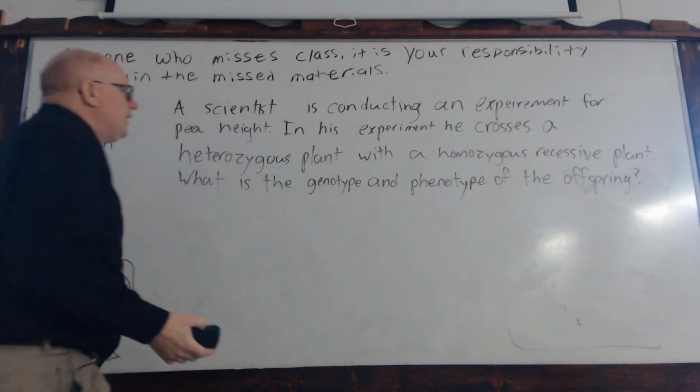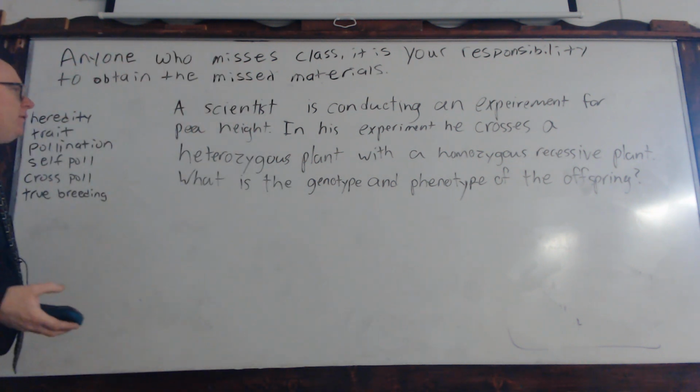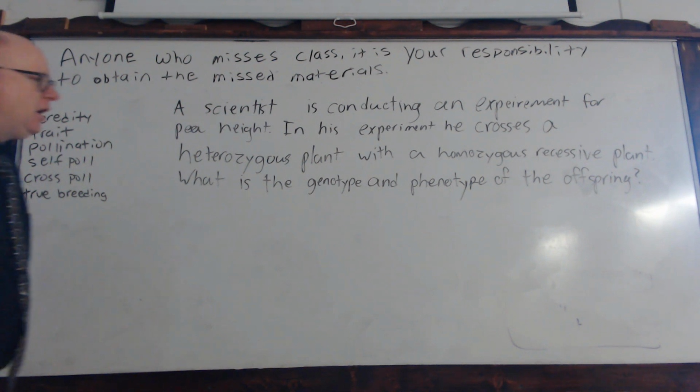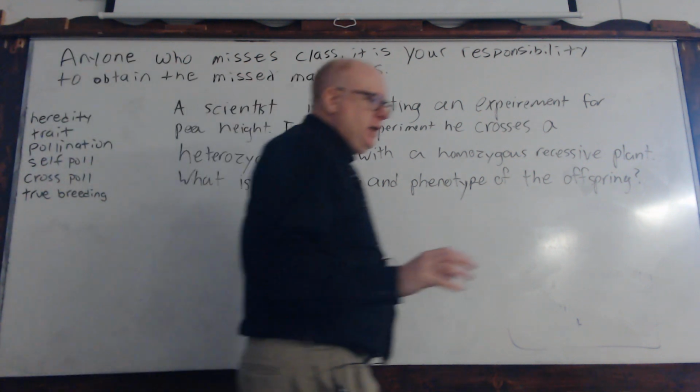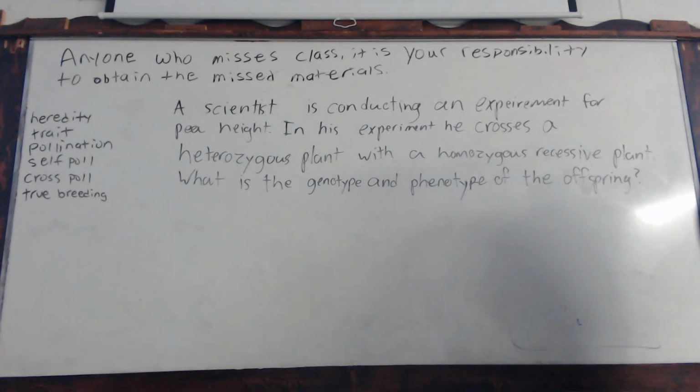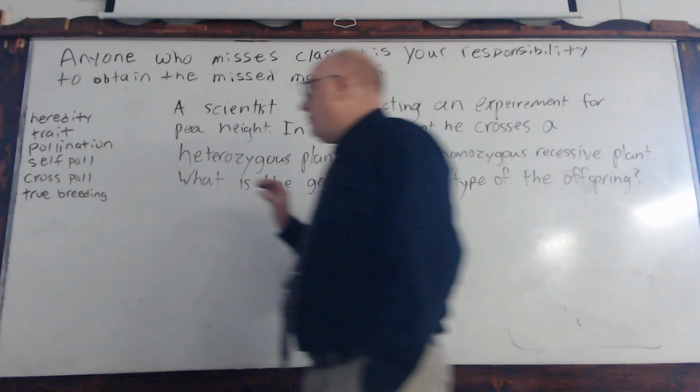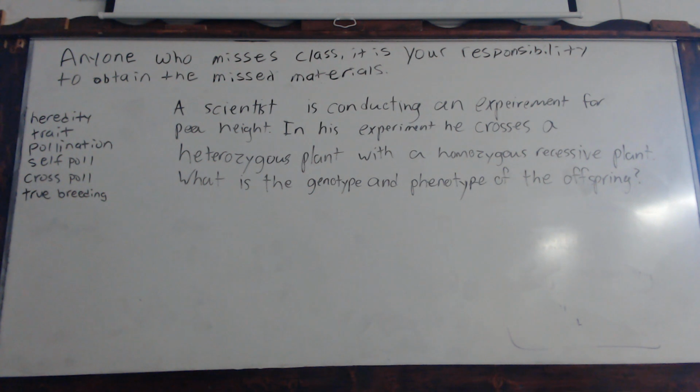Okay, it says a scientist is conducting an experiment for pea plant height. In his experiment, he crosses a heterozygous plant with a homozygous recessive plant. What is the genotype and phenotype of the offspring? So every time that you approach these problems, we want you to make a key, okay?